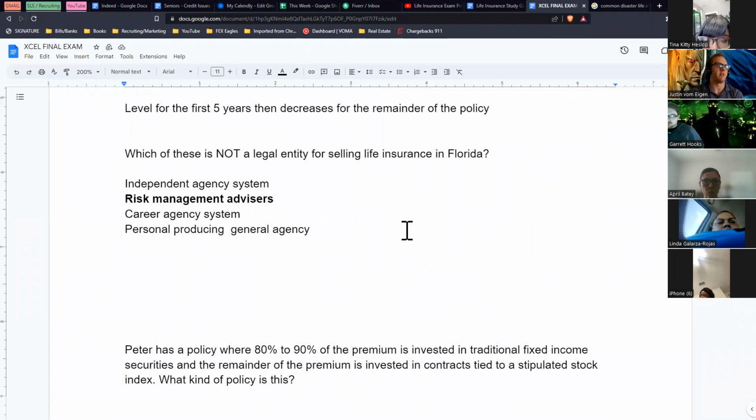Which of these is not a legal entity for selling life insurance in Florida? An independent agency system, risk management advisors, career agency system, personal producing general agency. I don't remember this, but risk management advisors. Okay.